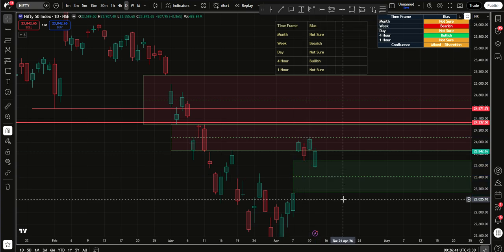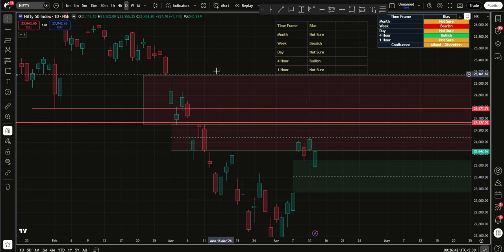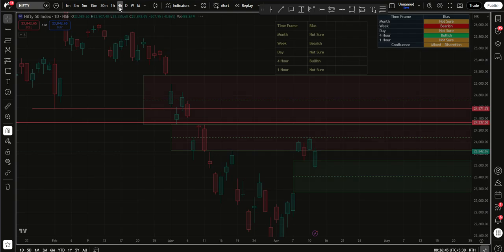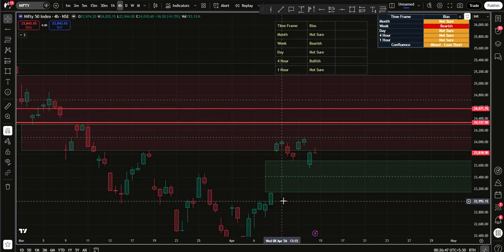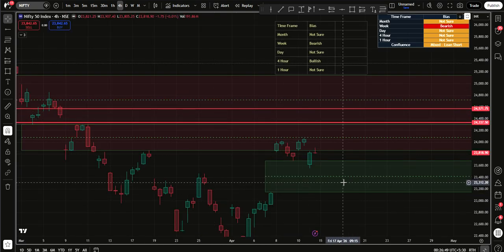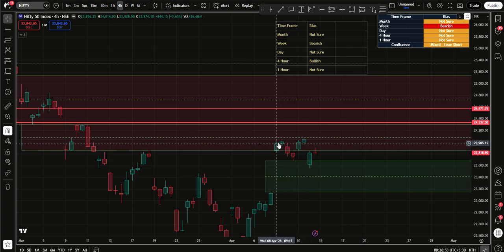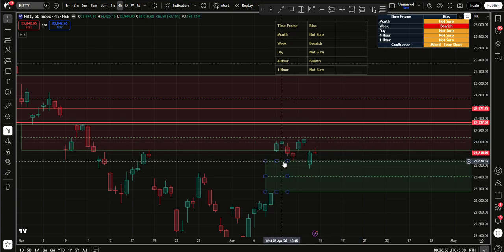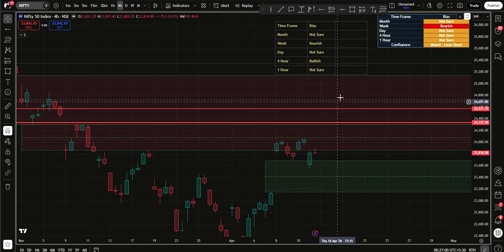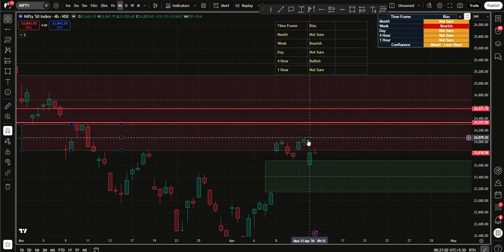Over to the 4-hour time frame. On a 4-hour time frame, once again it is not sure, because you see a swing higher low formed here, and then that was taken out. If you look at the swing highs, it is a higher high and a lower low. It doesn't signify anything, so we just make it not sure.